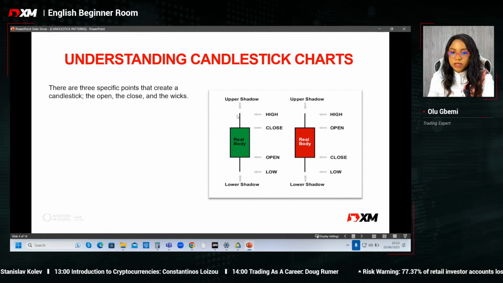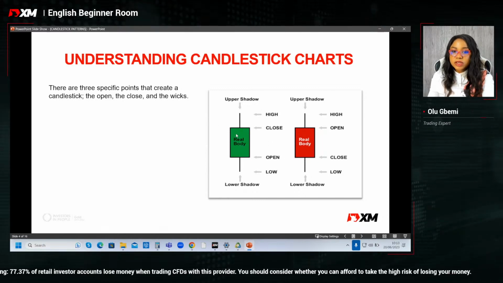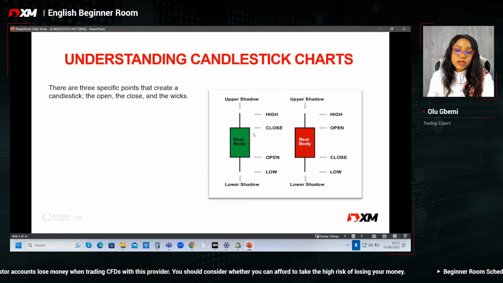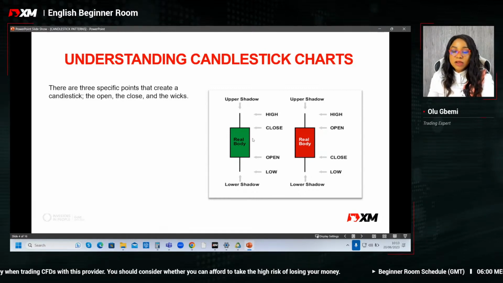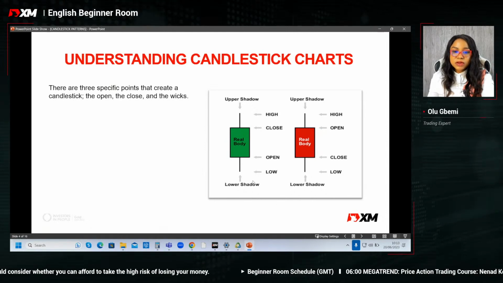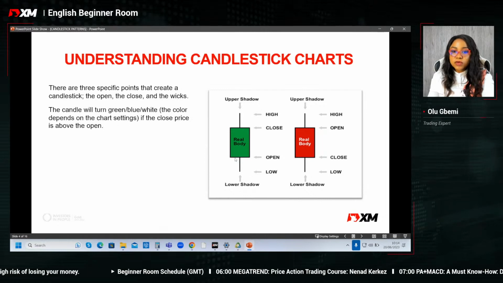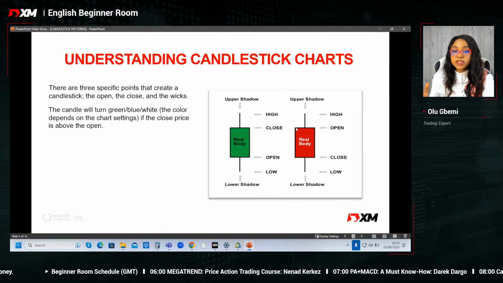Okay, we have the wick. These are called shadows. We have the upper and the lower shadows on this chart, and we also have the body of the candle. Now we can differentiate between the close, the open, and the wicks, and we can also tell where the high of the day has been, or the high of the candlestick period, and the low as well.